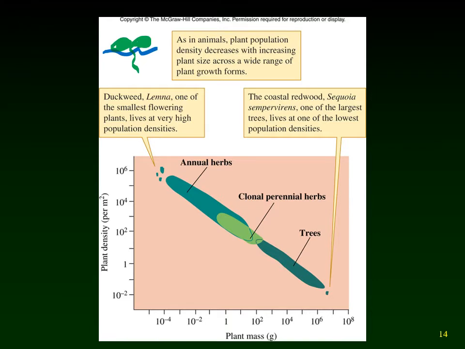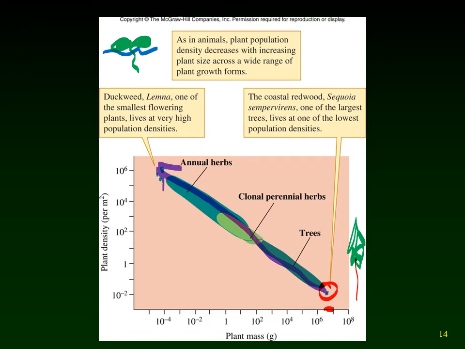So it's very, very tiny, but it can live at very, very high densities. And then at the other extreme, we have the sequoia, the coastal redwood trees. So on that end, we've got the redwoods. They are very big trees, but they've got very low densities. You don't find very many at a time. So we can see a very, very clear line here as we go from bigger plants having low densities to smaller plants having very high densities.